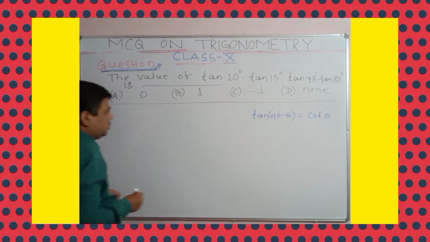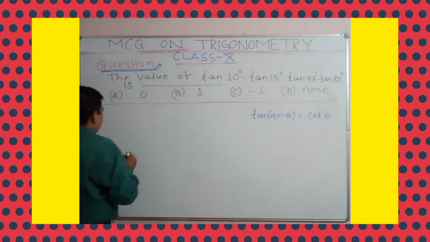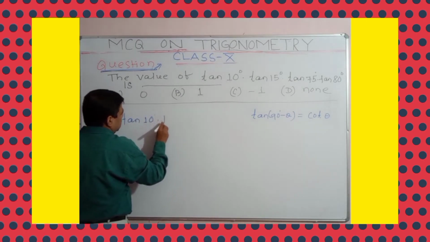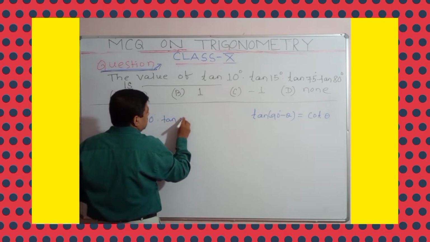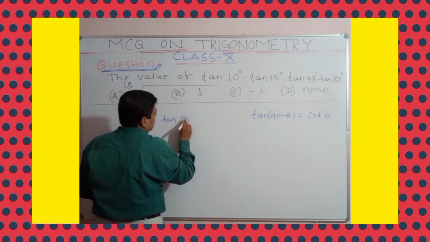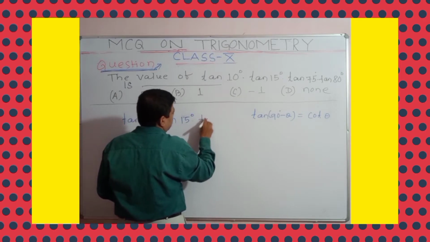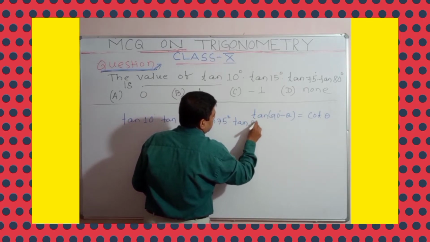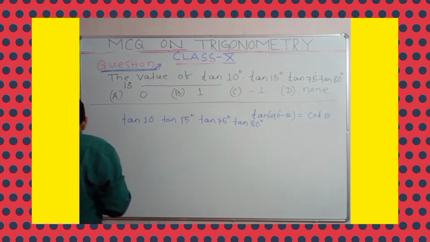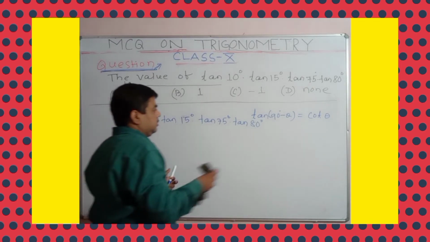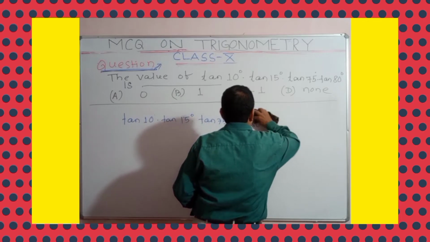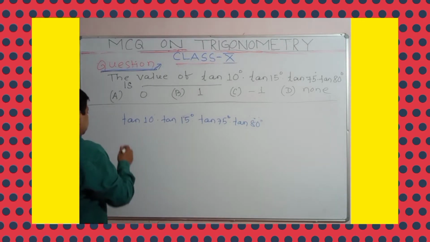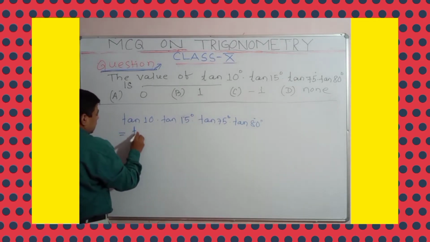Okay, and using this concept here you have to find out the value. Now you see tan 10 degree into tan 15 degree into tan 75 degree into tan 80 degree. Understand? This is the value given. You have to find out the required value.